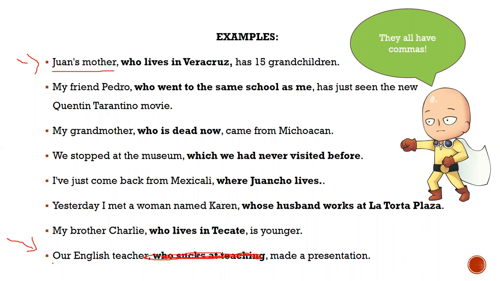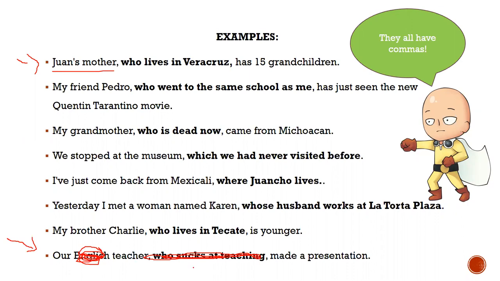So we don't need this to define. What happens though if I remove English? What happens if I just tell you guys, our teacher made a presentation? Do you know who I'm talking about? No, right? Again, you guys have way too many teachers, so it's impossible for us to know.